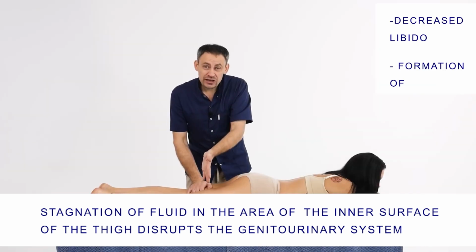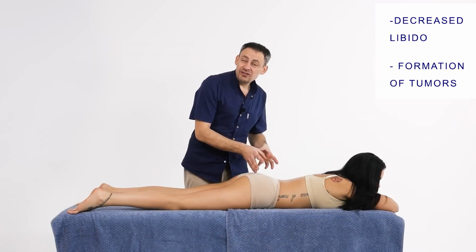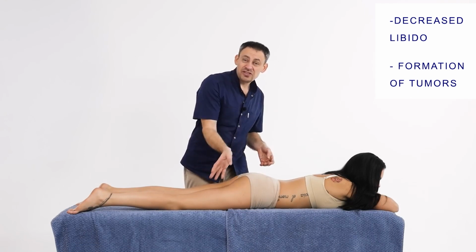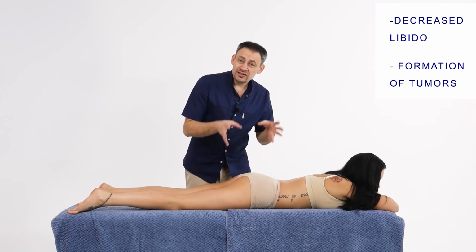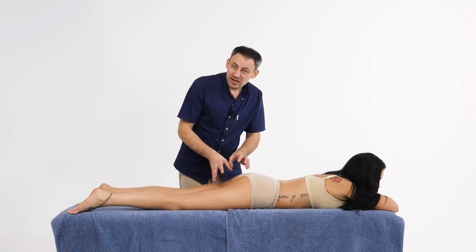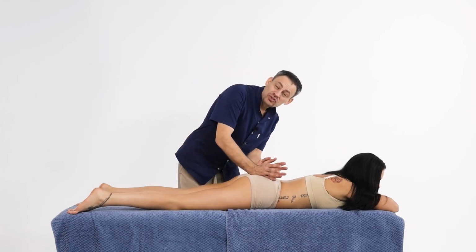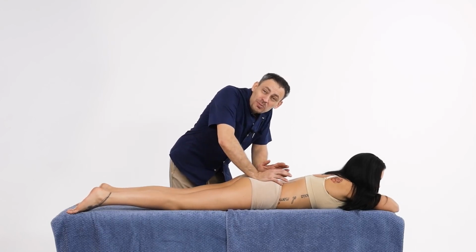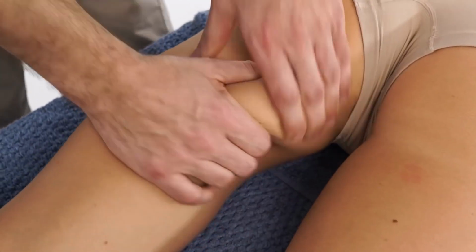This is a decrease in libido. This is the formation of tumor processes. For example, uterine fibroids very often occur because lymph accumulates here, with inflammatory processes. This lymph goes to the structures that pass by the genitals. This area here should be free and clean from stagnant lymph.